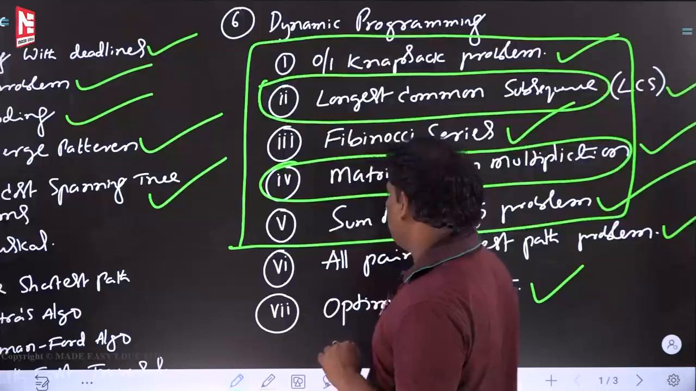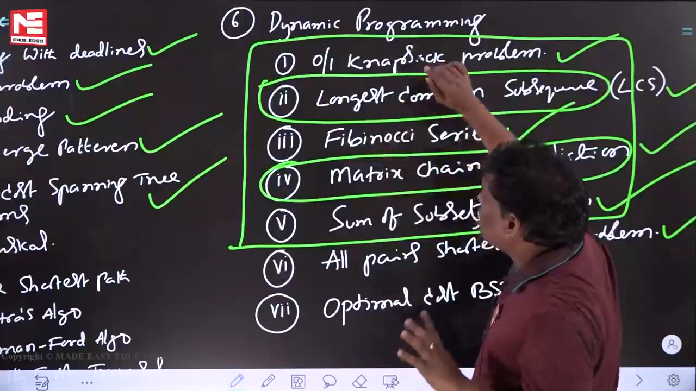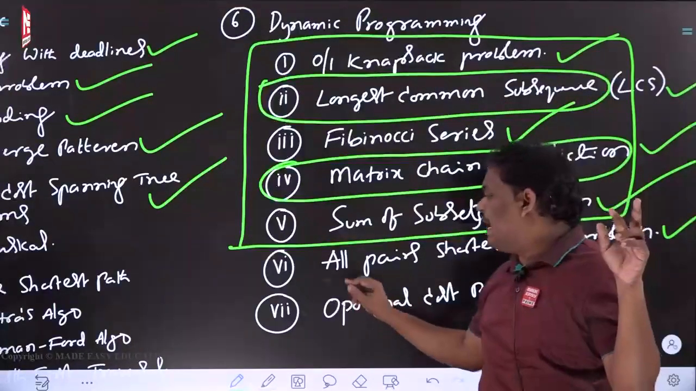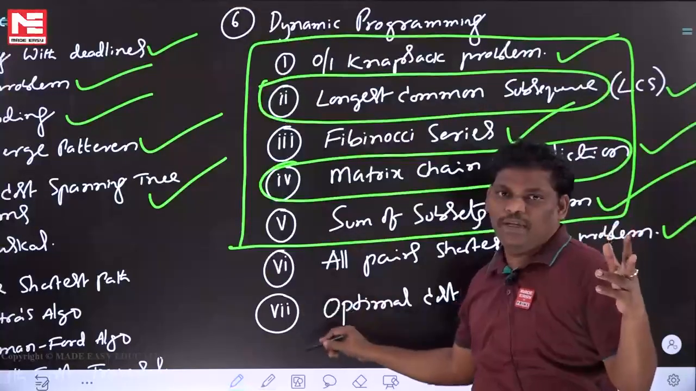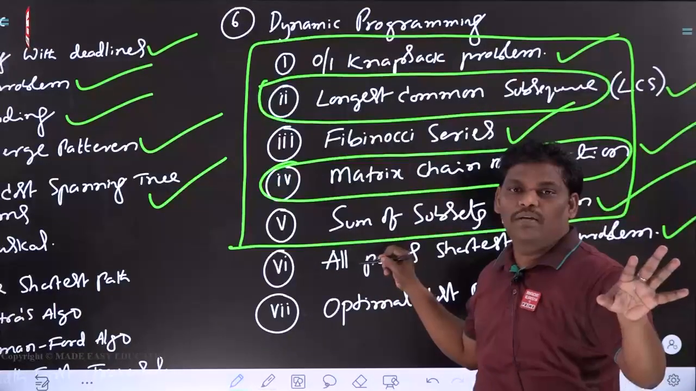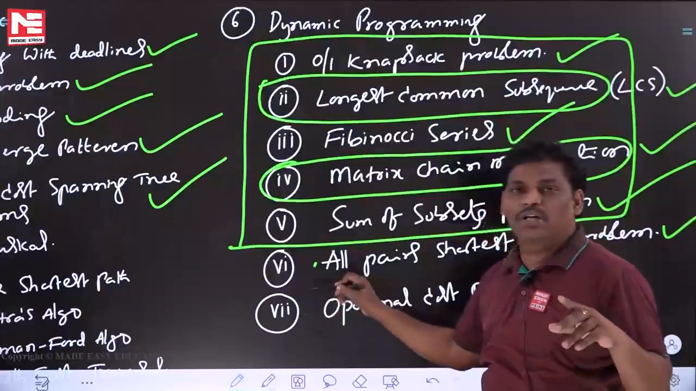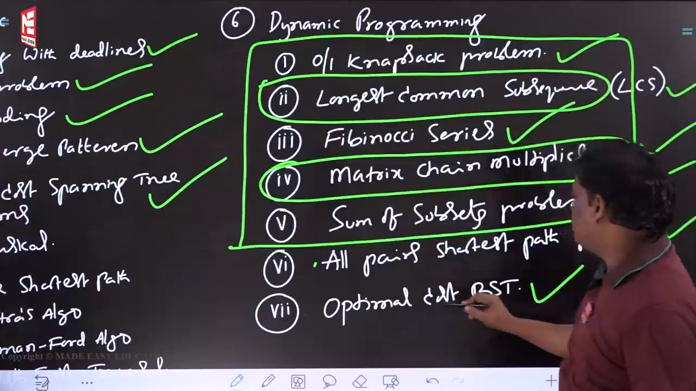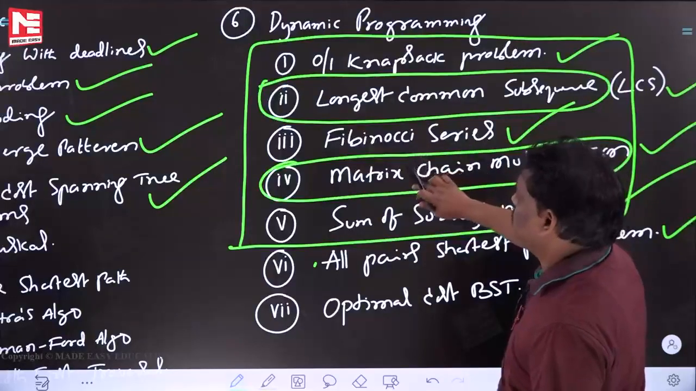Fine. So the sixth chapter is dynamic programming. The first 5 applications are really important. All pair shortest path and optimal cost BST, I may cover these 2 also, but in previous papers they have not come. I may cover them, I may not. First complete the 5, and if time is still there, I will cover these also. If I don't, you can cover them by yourself. So this is the 6th chapter.